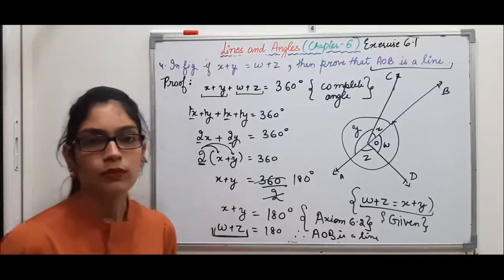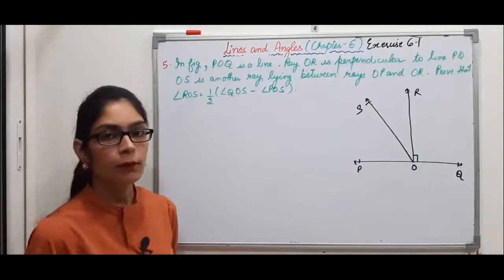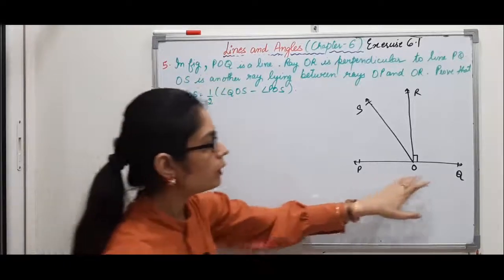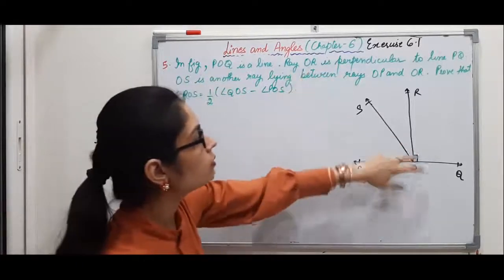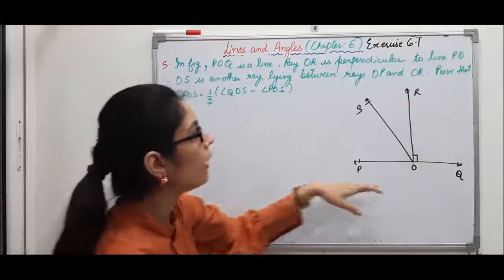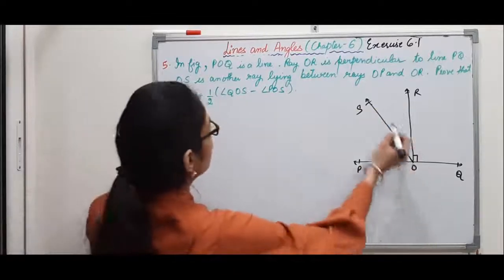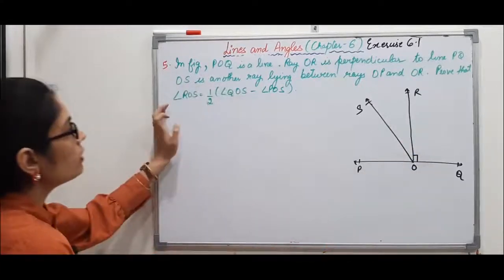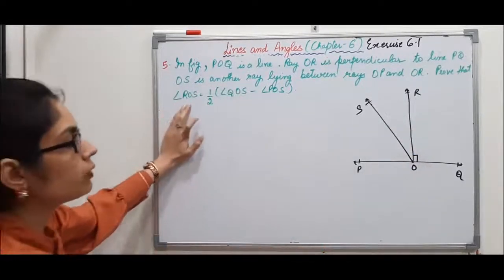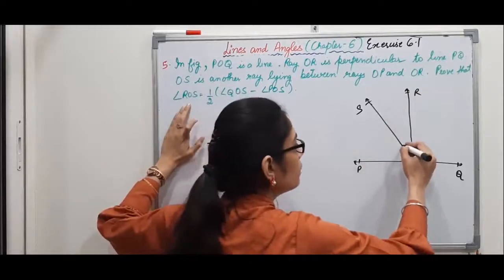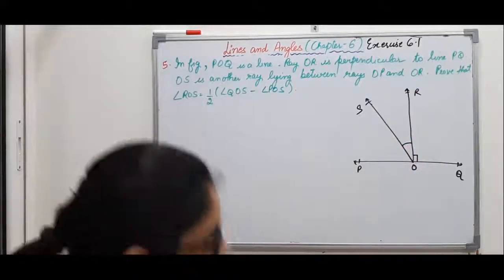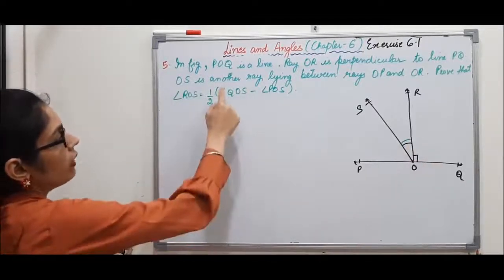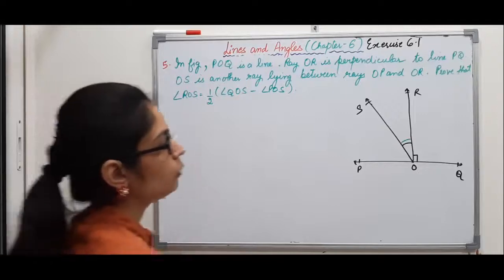Now let's do the next question. In question number 5, this figure is given to us, and it's given POQ. This one is a line, ray OR, this is ray OR, it's lying on this line. So OS, this one, is another ray between these two rays, PO and OR. So we have to prove this thing: that angle ROS, this one ROS, so I'll mark it like this, is equal to half of angle QOS.